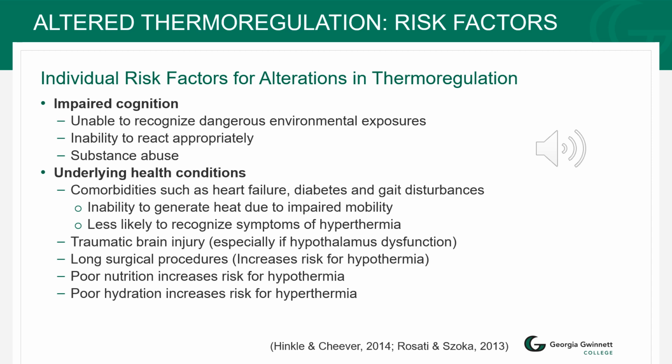Traumatic brain injury, people that have damage to the hypothalamus, which is the thermostat that regulates our body temperature, are also at risk for alterations in thermoregulation. People that have poor nutrition or poor hydration, people that are in the OR for a long amount of time, all of those individuals are at higher risk for hypothermia, or lower than normal body temperatures.